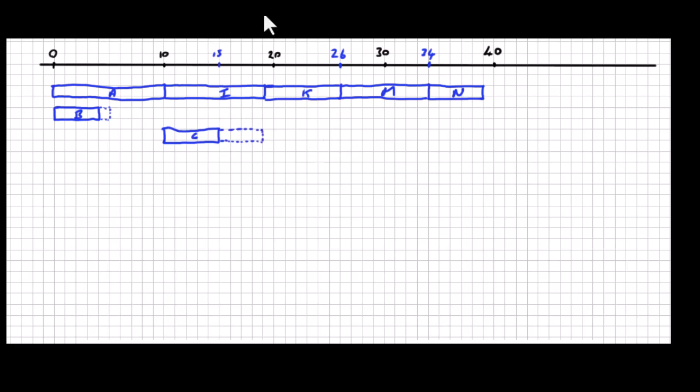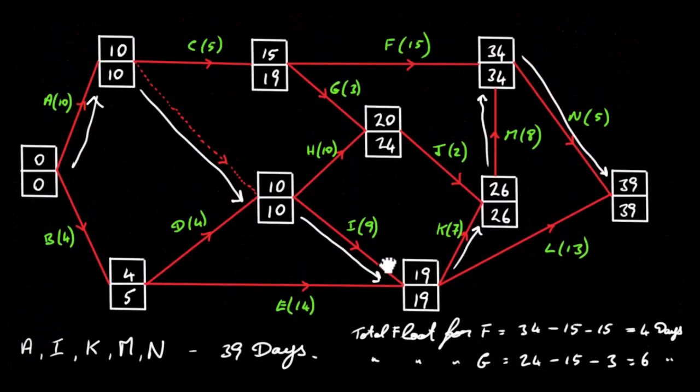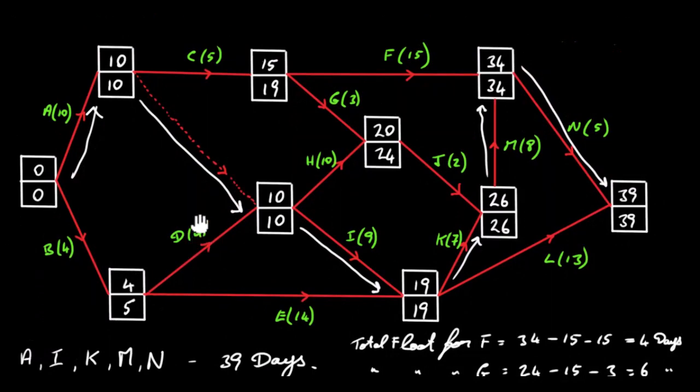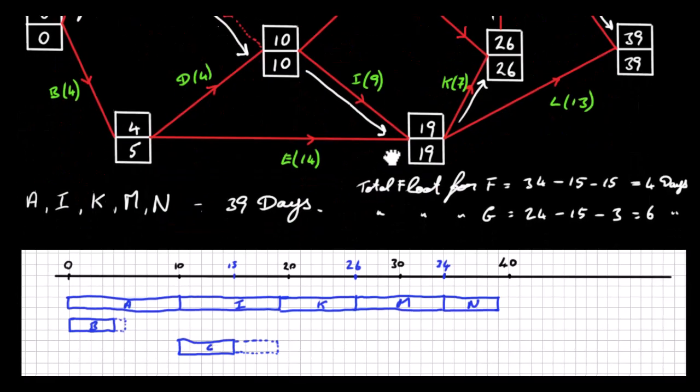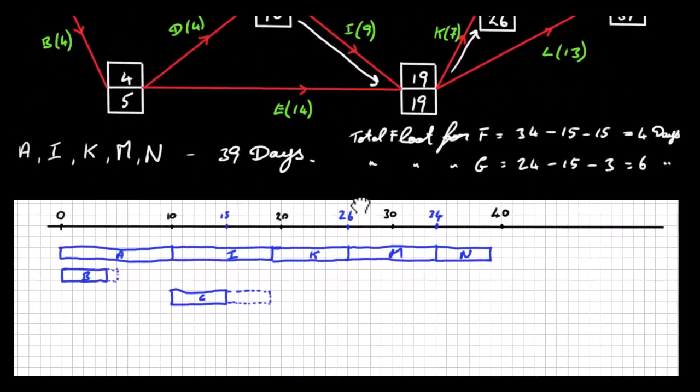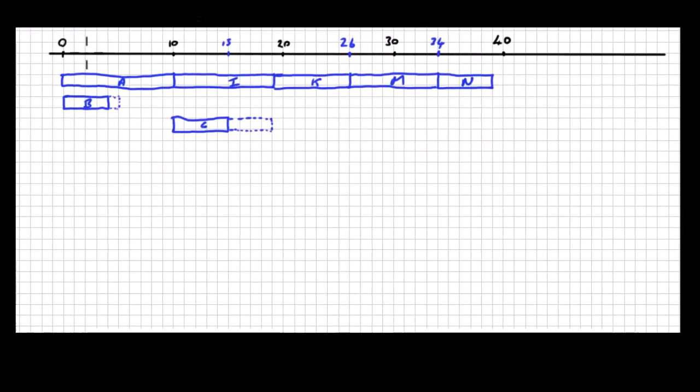Again, dotted lines. Okay, so next one we're going to look at is D. So let's see where D is. Well, D starts at 4. It has a duration of 4 as well. And it has a float time of 2 days. 10 minus 4 minus 4. 10 minus 8 is 2. 2 is going to be the float time for D. So we're going to start at 4 and go out 4 days. 1, 2, 3, 4 is here. So we're going to go out 4 days. And it has a float of 2 days.